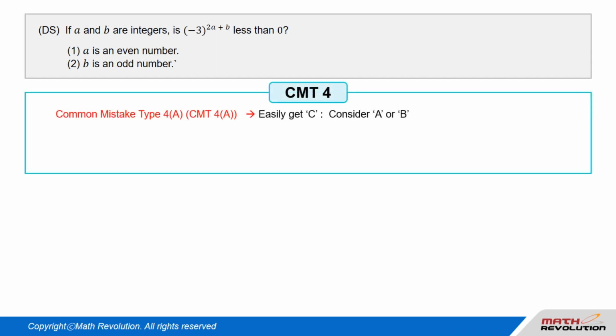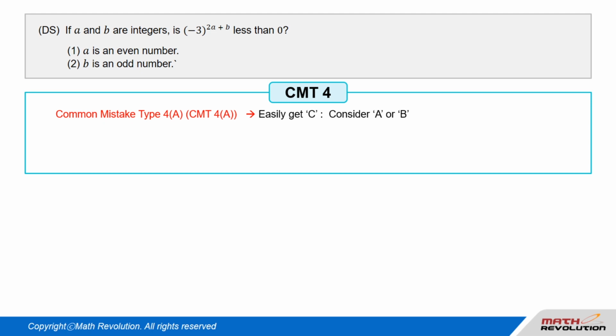Solution. Now we will solve this DS question using the variable approach. Common mistake type 4A: if you get C as an answer too easily, then consider A or B as an answer. CMT4A tells us that if you arrive at answer C too quickly after counting variables and equations, consider either A or B as an answer.